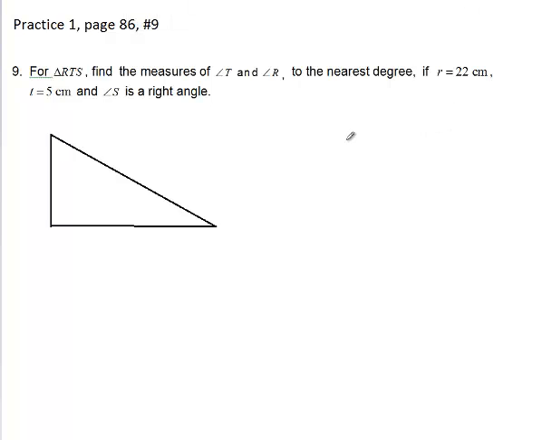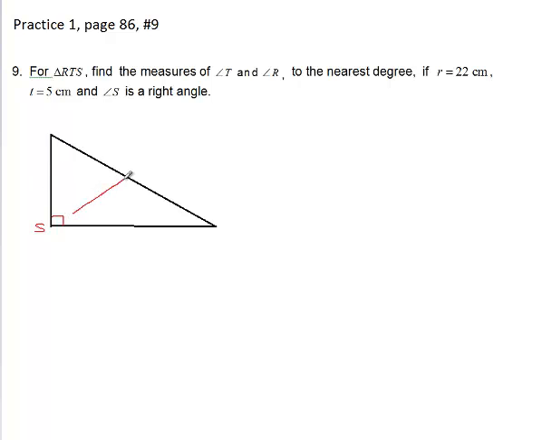So read carefully. First thing I'm going to do is find out where the right angle is. Which letter is the right angle? It tells me right there. Angle S is a right angle. So I know S has to go here, right? So this letter must be angle S. Now, the other ones are R and T. It tells us that R is 22 centimeters, and T is 5 centimeters, and S is the right angle.